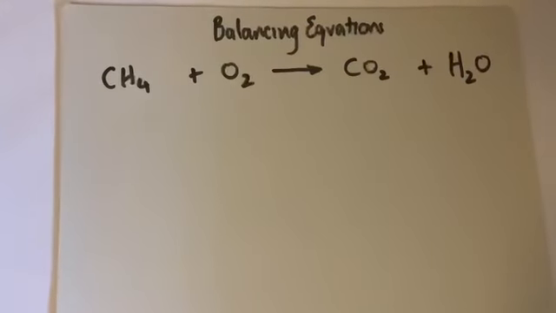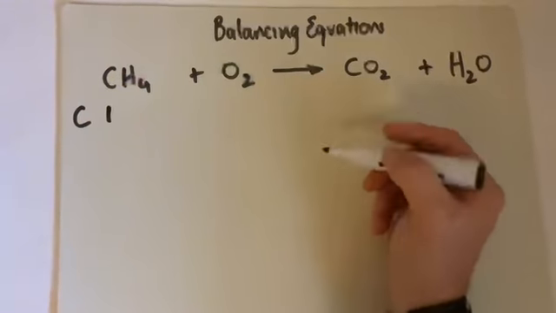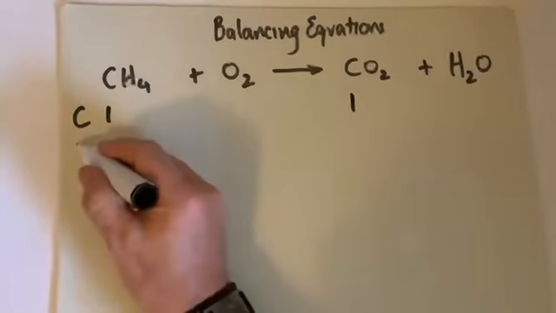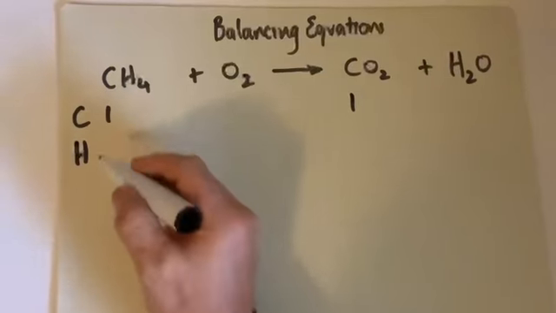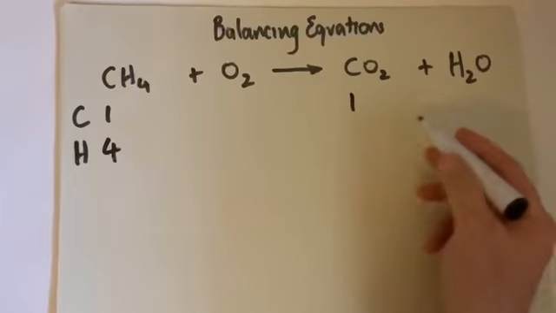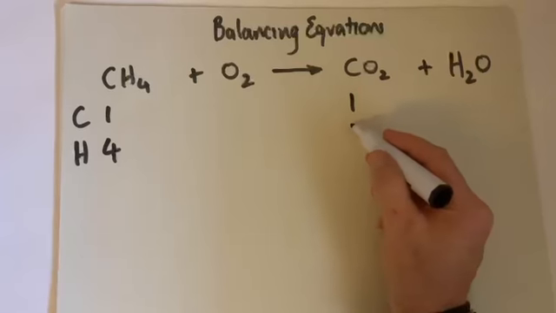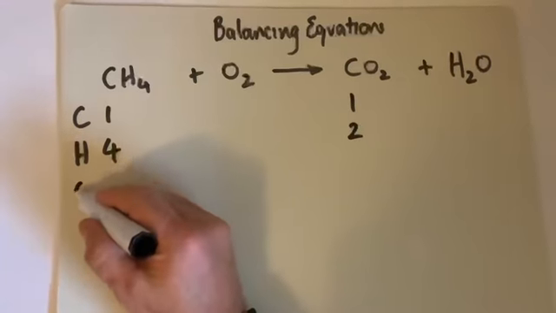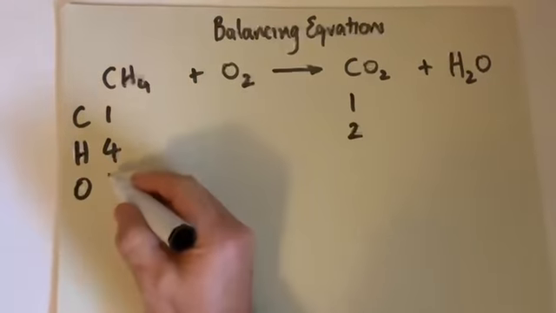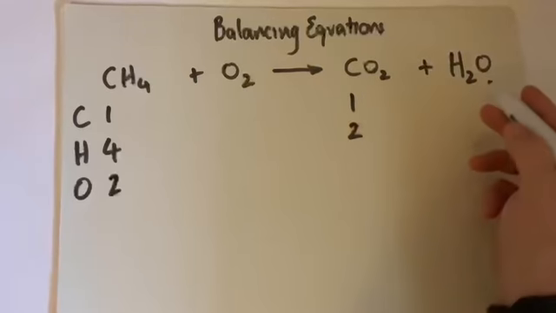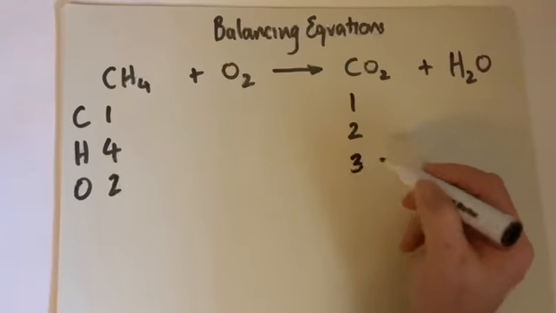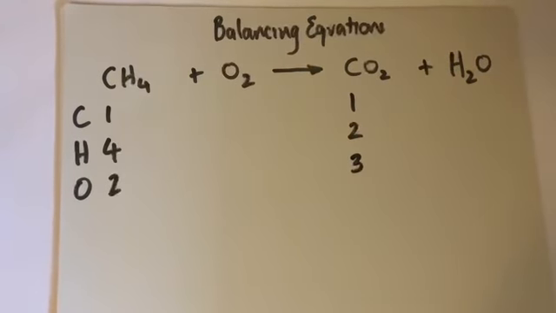We have here the equation for the burning of methane gas in oxygen. And again, to balance it, if we look at carbon, on the reactant side we have 1, on the product side we have 1. Hydrogen: on the reactant side we have 4, and on the product side we only have 2. Oxygen: on the reactant side we have 2, on the product side we have 3. You can see it does not balance.